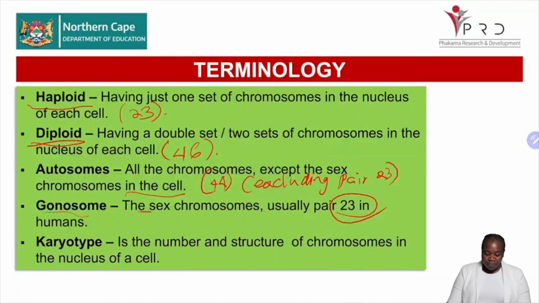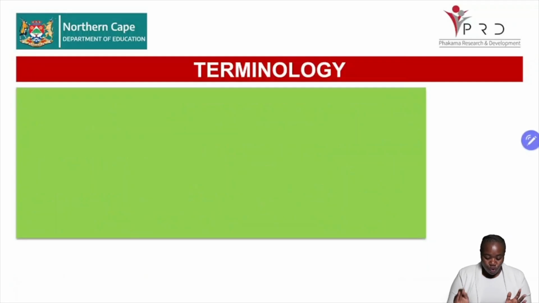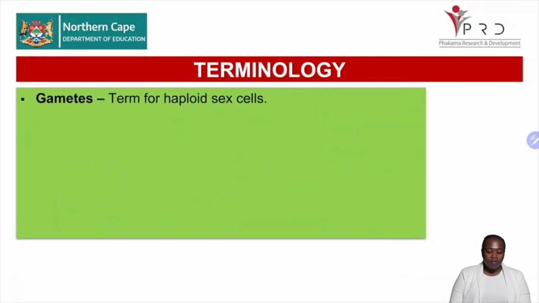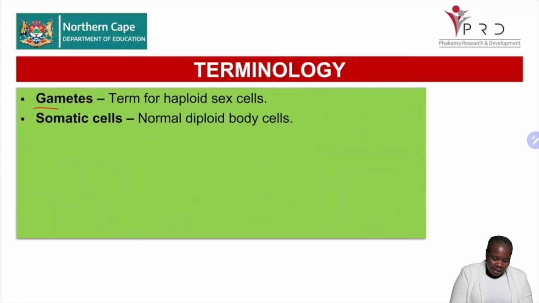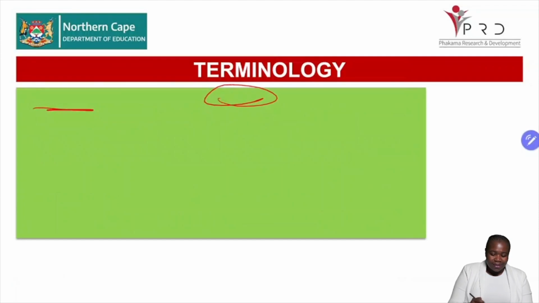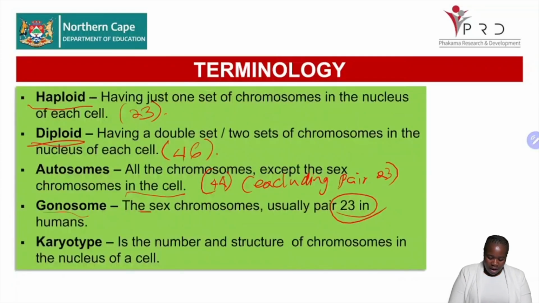Okay, and then we also have karyotype. This is the number and structure of chromosomes in the nucleus of a cell. With the karyotype, you may be asked to define this terminology in the examination, so make sure that you know it. Okay, and then we have gametes. Here we're talking about the term for haploid sex cells. Sex cells and gametes are the same thing. Now, when we are talking about gametes being sex cells, you should then be able to understand that sex cells and sex chromosomes are not the same thing, right?